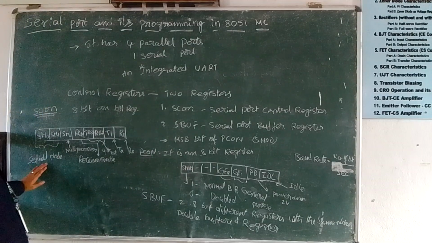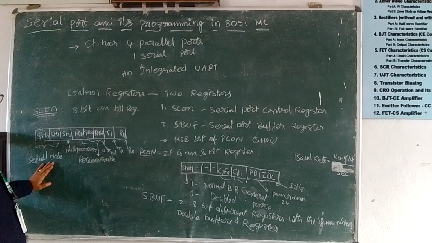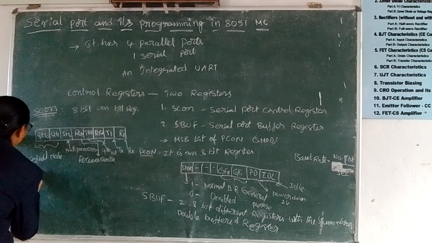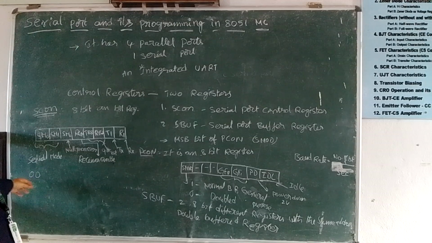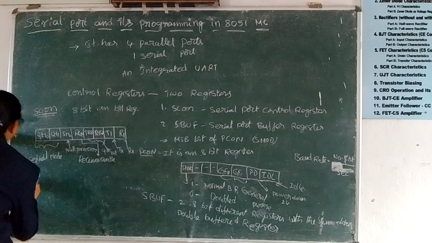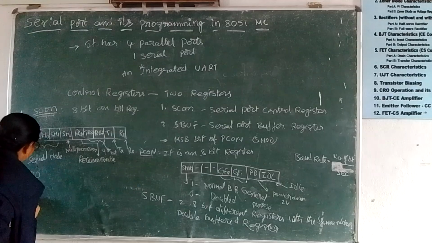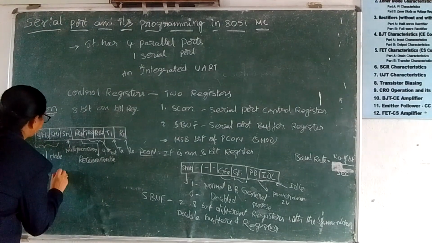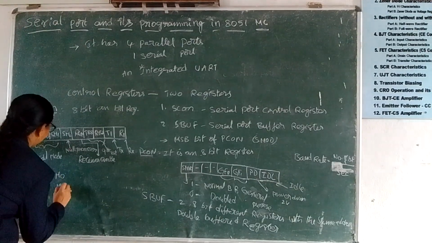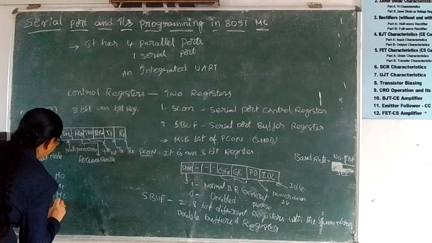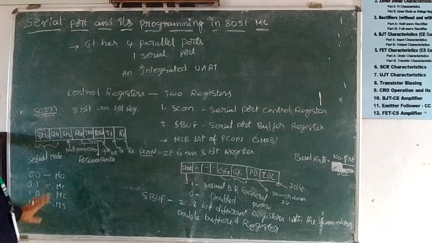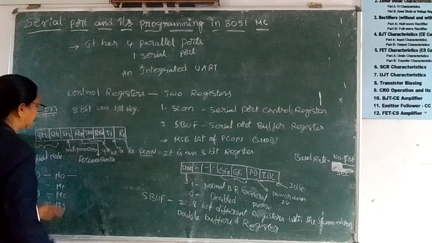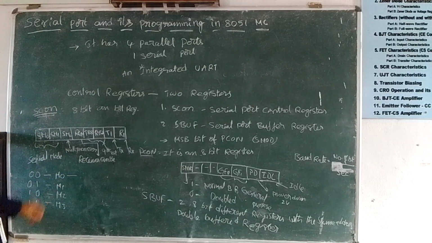And now coming to the serial port modes. These two bits define the mode of the data transmission. With two bits, we can get four combinations: 00, 01, 10, 11. These four combinations are mode 0, mode 1, mode 2 and mode 3. For these four modes, we discuss the baud rate, and the data transmission can be explained in each mode.